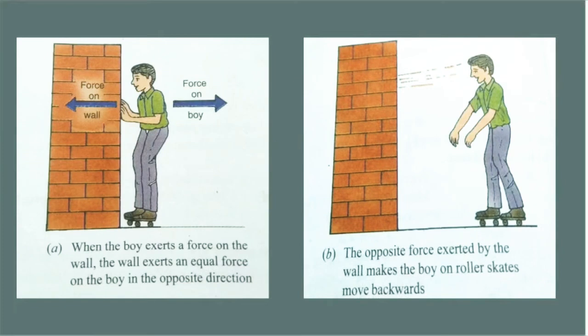To begin with, let us have a look at this boy in the picture wearing roller skates. When the boy exerts a force on the wall by pushing it with his hands, then the wall exerts an equal force on the boy in the opposite direction, causing him to move backwards.